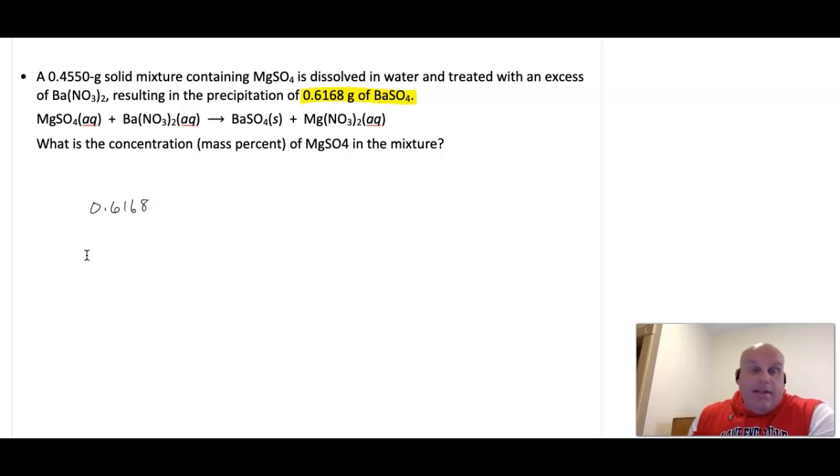Okay, so we know that value is given to us in grams. Obviously, if we're talking about stoichiometry, we have our balanced equation there. Then we know we need to be working in moles. So we're going to convert to moles of the barium sulfate. If I do a quick calculation for the molar mass, I get 233.43.